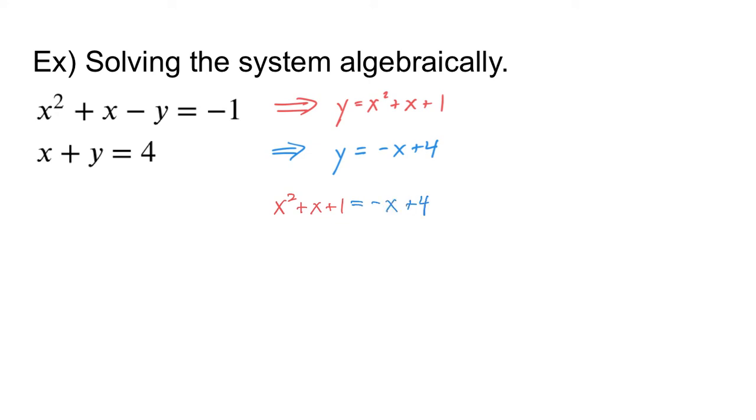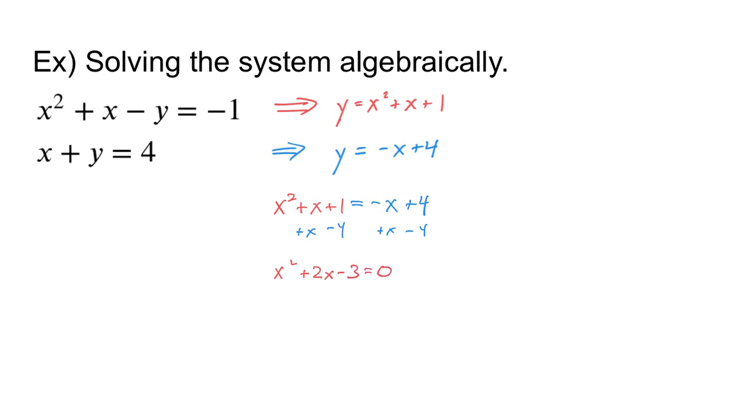And now it's just like what we were doing in the previous section. We're going to solve this quadratic equation. How do we solve it? Well, I'm going to always set it equal to 0 first. So I'll add x to both sides, I'll subtract 4 from both sides, and I'll end up with the equation x squared plus 2x minus 3 equals 0.